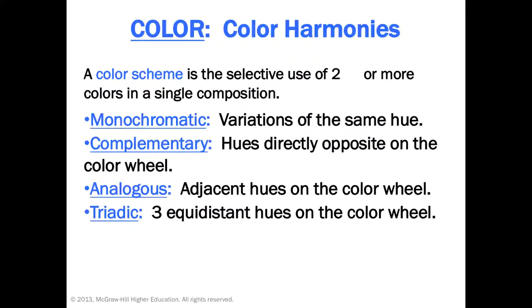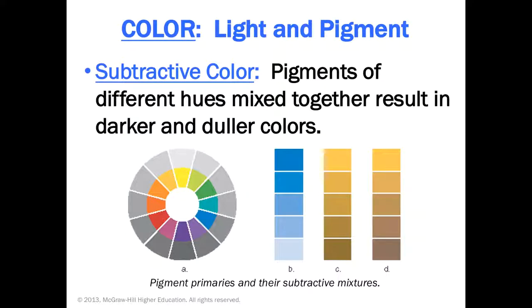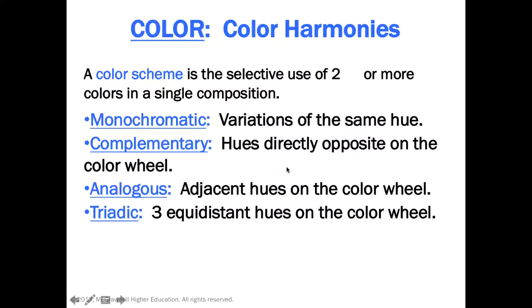Monochromatic is variations of the same hue. I'm going to back up here for a second. Say I was going to do a painting and I wanted to do it monochromatically. Look at all these variations of blue. I could do that in just blue, and I could get a fair amount of range here, and there's even darker I could go. So that's monochromatic. Mono means 1, chromatic means color, 1 color.